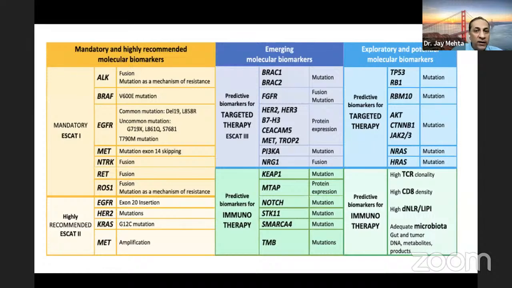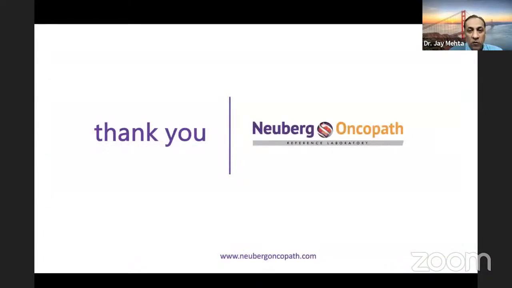So this is my last slide, and advances are always happening. On the left side you have the common mutations, and in the middle are emerging molecular biomarkers: BRCA, for example, FGFR fusions, HER2, HER3, PIK3CA, and NRG1 I already mentioned, but KEAP1, STK11, Notch, MTAP, they're all being investigated in lung tumors. And on the extreme right are the exploratory and potential molecular biomarkers such as RB1, NRAS, HRAS. These are all potentially targetable. So it's an evolving world. Maybe the next time there'll be more things to talk about, advances in lung tumor molecular pathology. On that note, thank you very much for hearing me.